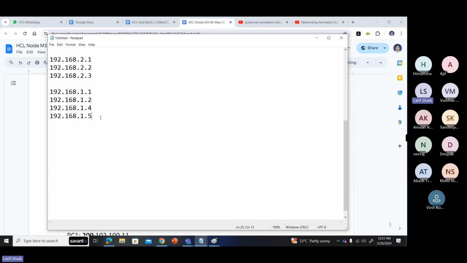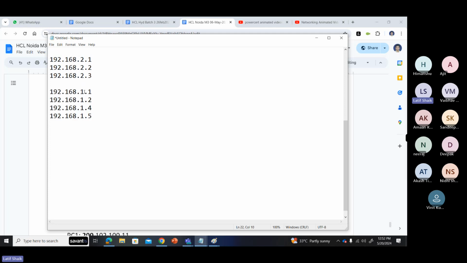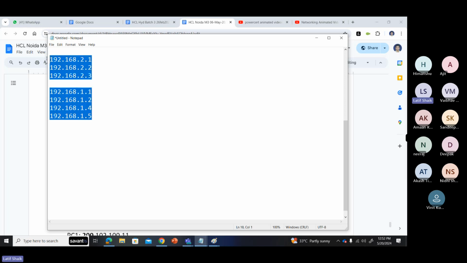Look at only these two networks. This is one network, this is another network. How did it become another network? Because there is a network address difference. Here it is 1, here it is 2. Okay, both are different networks.